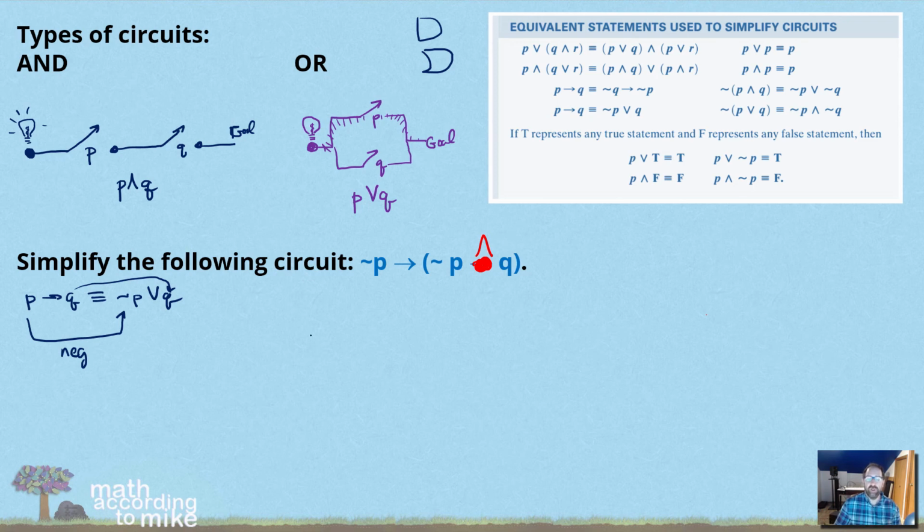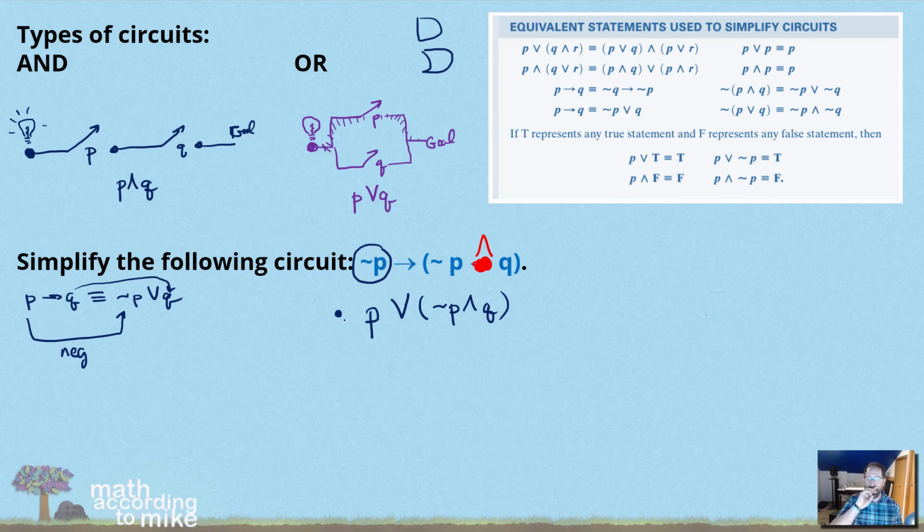All right. So to turn this into an or statement, we negate the antecedent. The antecedent is not P. The negation of not P is P. And we or the consequent. What's the consequent? Not P and Q. All right. So I'm just going to put a dot here for visual. We're going to turn that thing into a circuit using the drawings that we have up above.